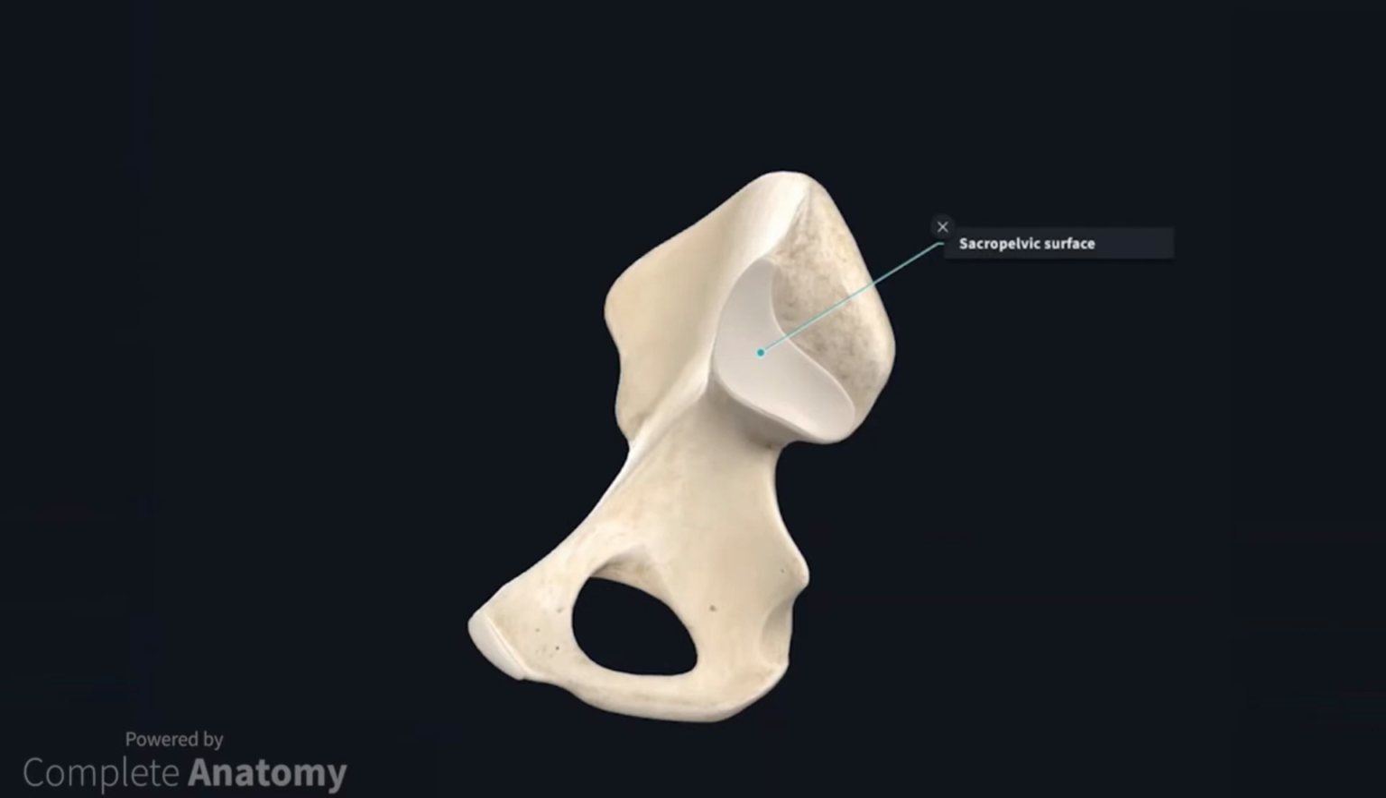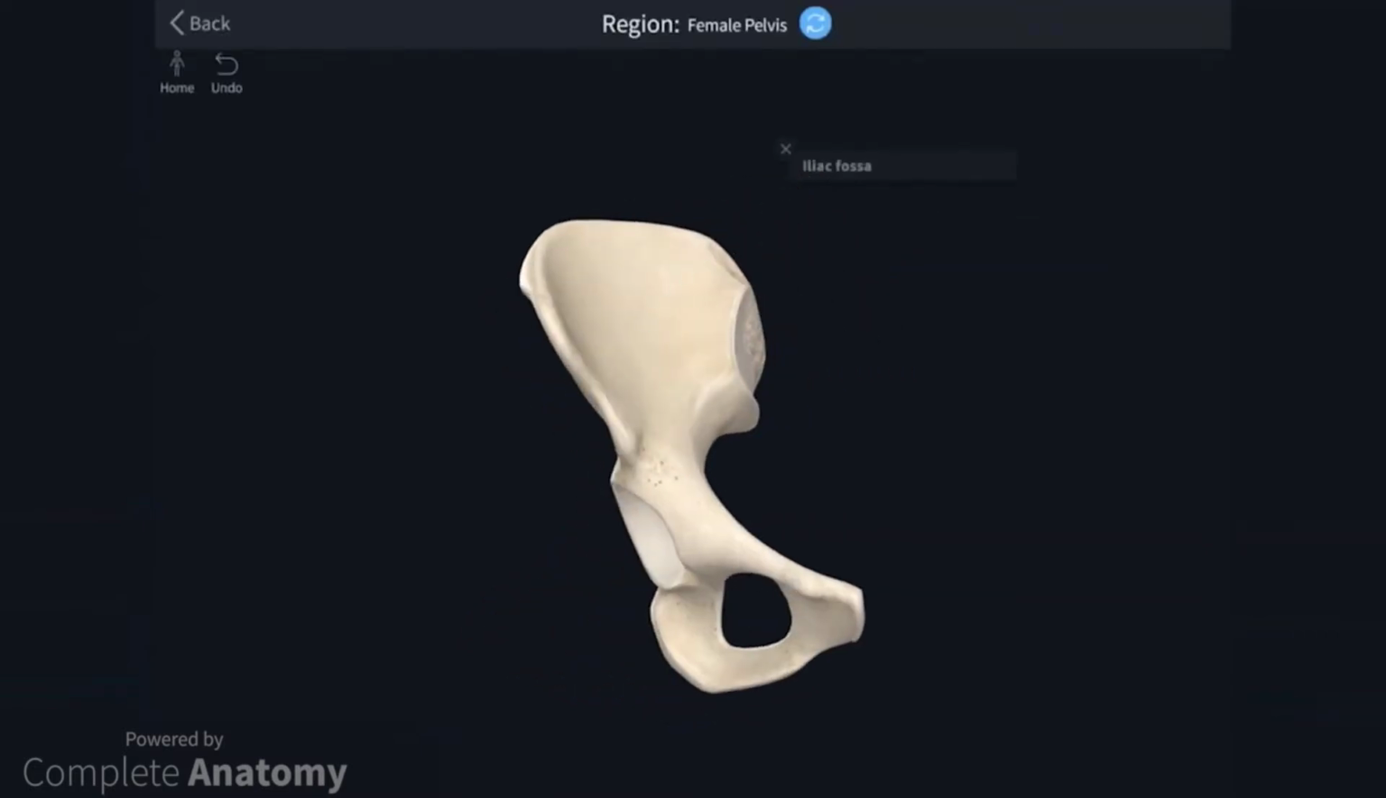The posterior superior iliac spine is here, so you can see how it can be used to approximate the sacroiliac joints. Here is the concave iliac fossa on the anteromedial aspect of the bone. This is an attachment site for iliacus.